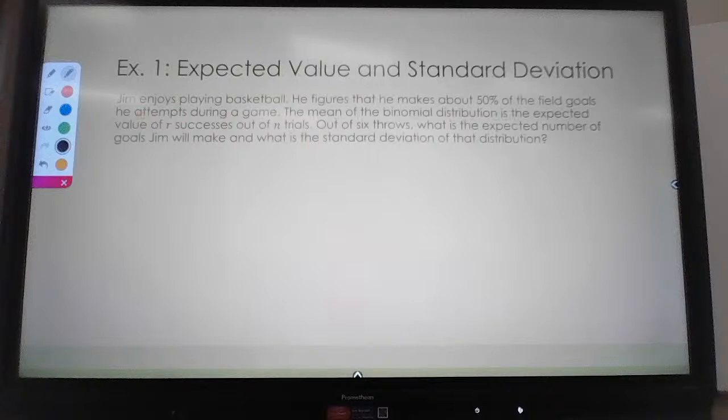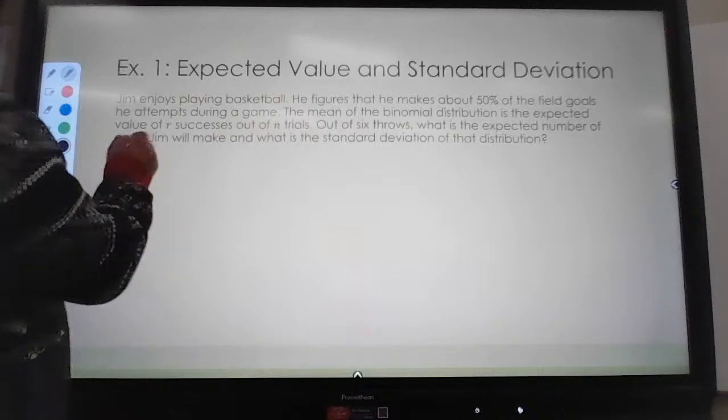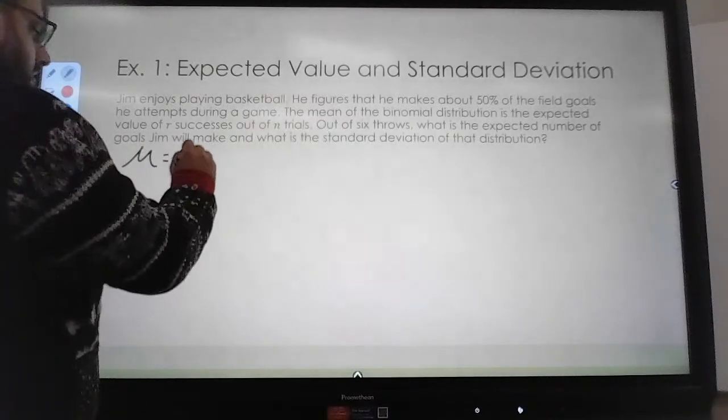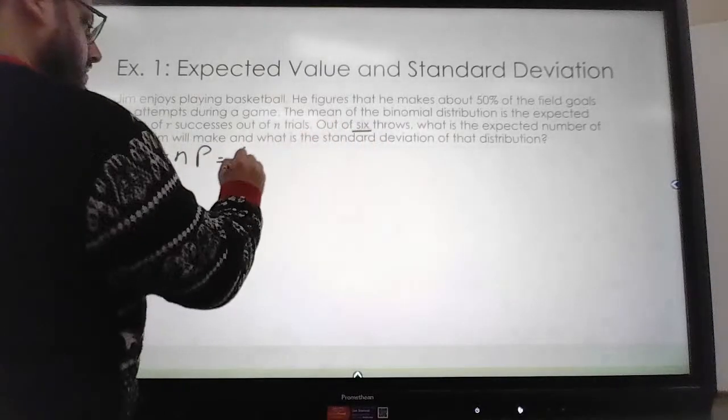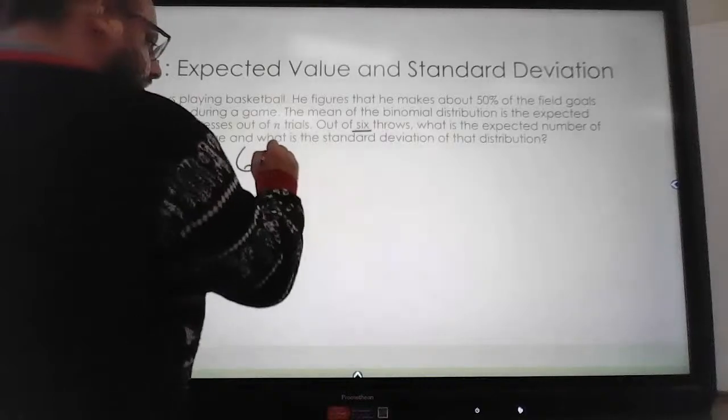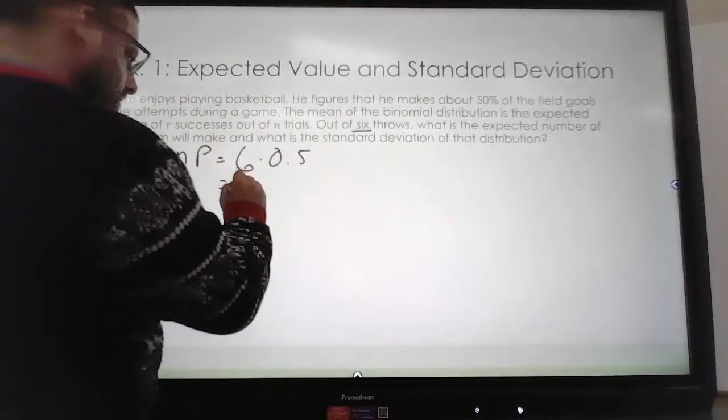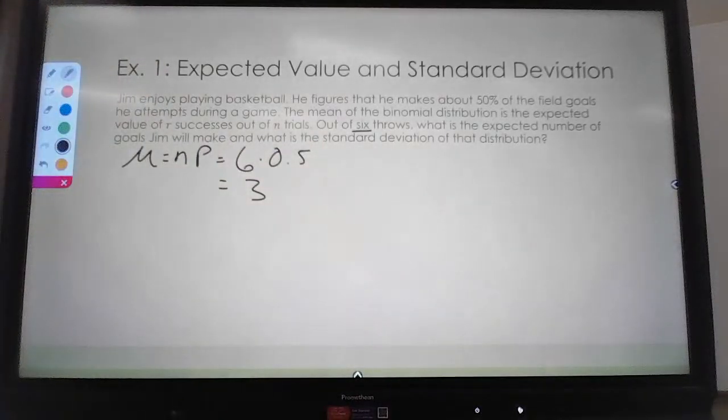Let's go back to our Jimbo here. Out of 6 throws, what is the expected number of goals Jim will make, and what is the standard deviation of that distribution? Our expected value is n times p. Well, what's n? How many trials did he have? 6. What's his probability? 0.5, which is 3. So out of 6 throws, if he makes about 50% of the shots he takes, of course it makes sense to say that his expected value is going to be 3.